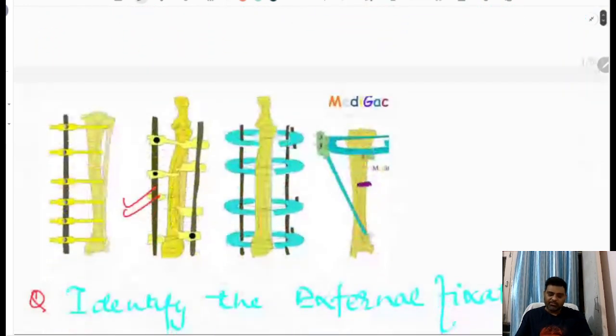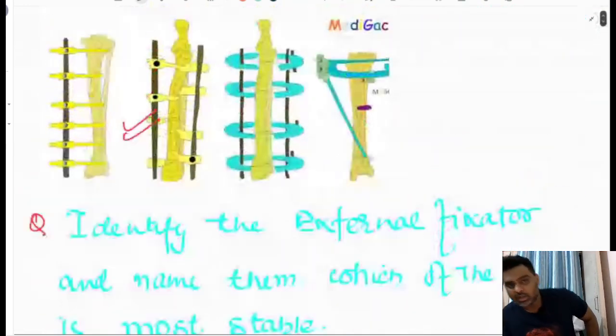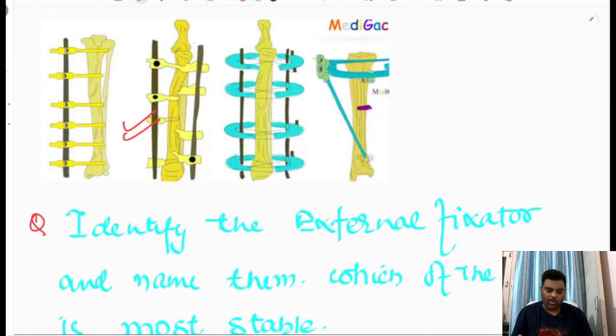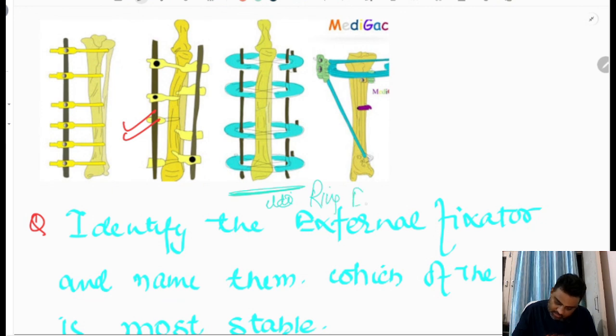Now identify the external fixator. I have just told you there are a lot of external fixators. Now this is an external fixator, which is a ring external fixator, better known as the Ilizarov external fixator.